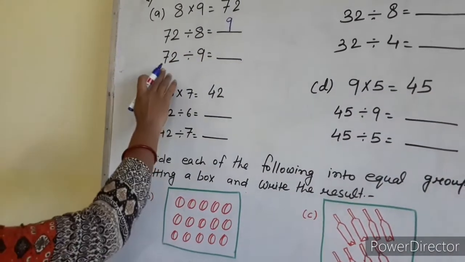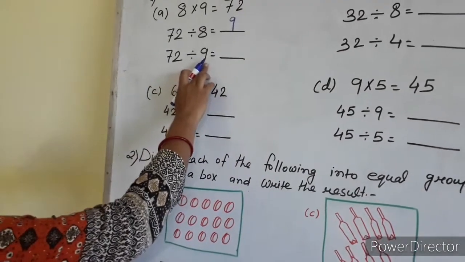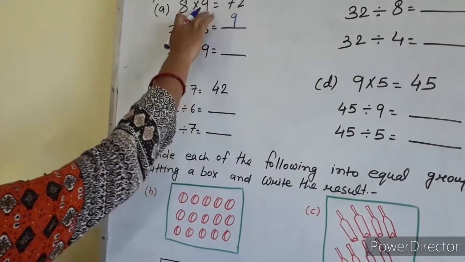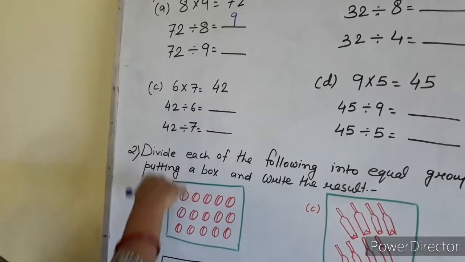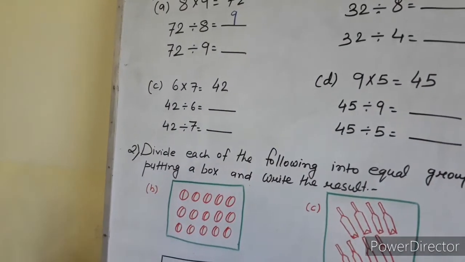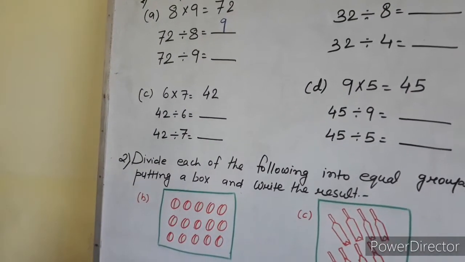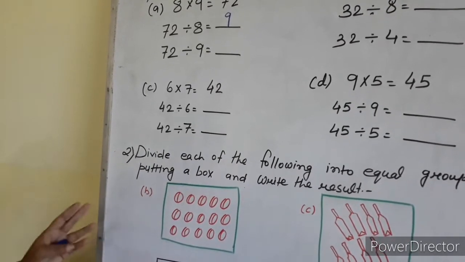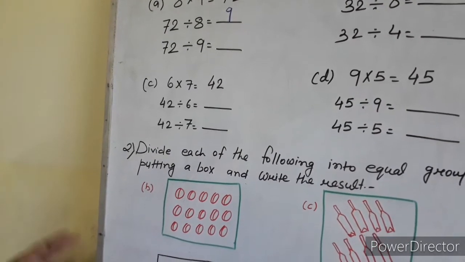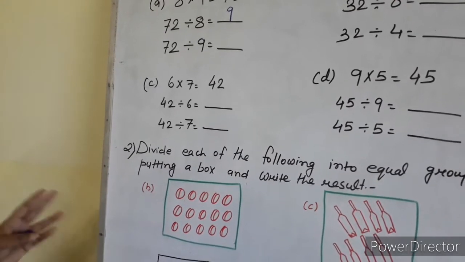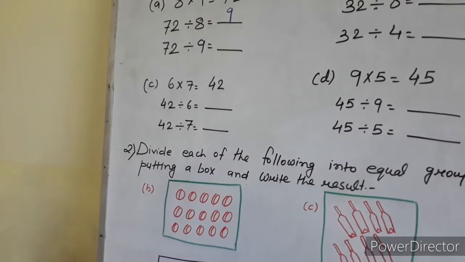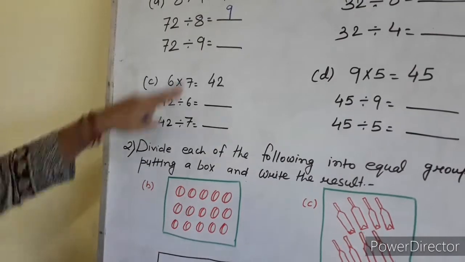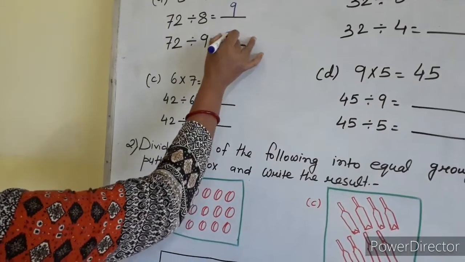Then 72 divided by 9. In the 9 table, 9 1s are 9, 9 2s are 18, 9 3s are 27, 9 4s are 36, 9 5s are 45, 9 6s are 54, 9 7s are 63, 9 8s are 72. Then you write here 9 8s are 72.